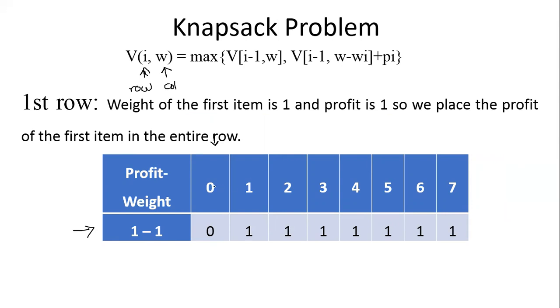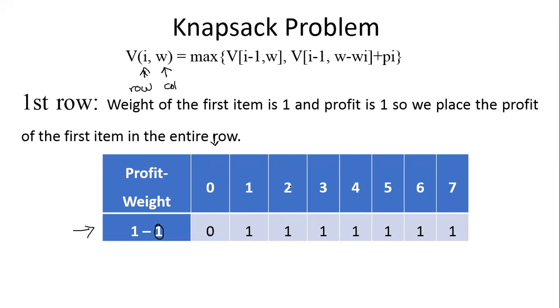Why? Because the weight of the first item is 1. So that's why we are not able to place the item in the 0th column. That's why the profit is 0. So assume that if the capacity of the bag is 1, then we will place the entire item in this bag. That's why we will earn profit 1.